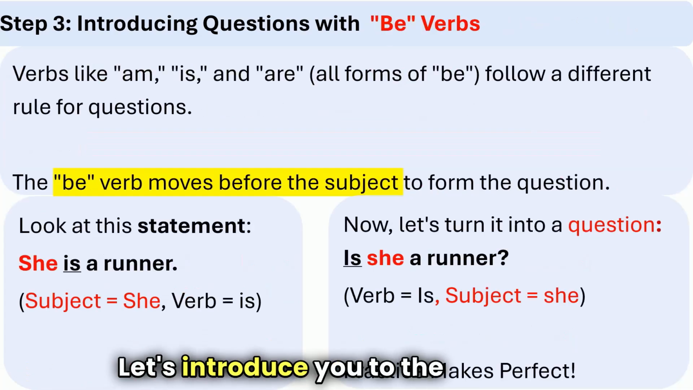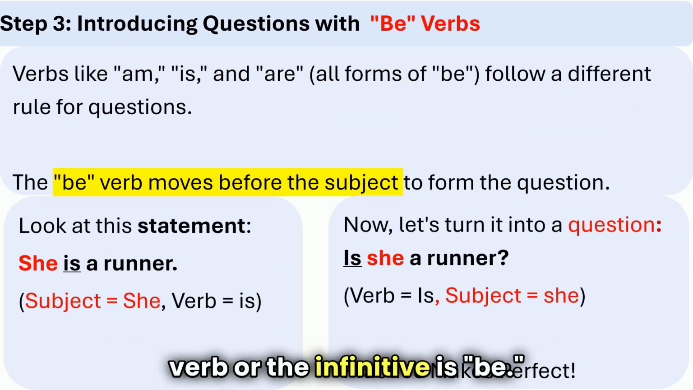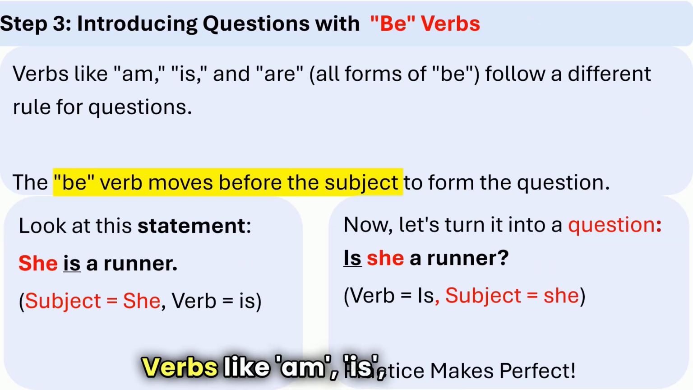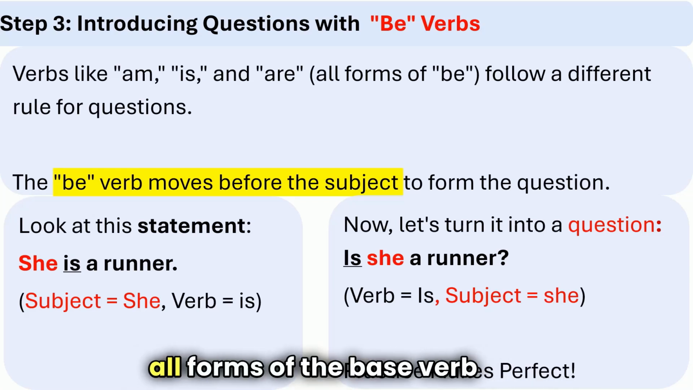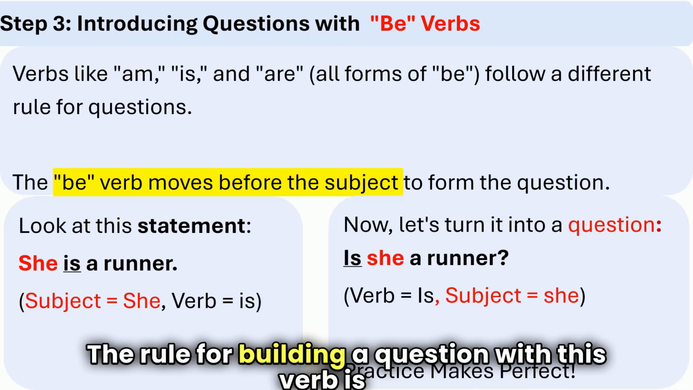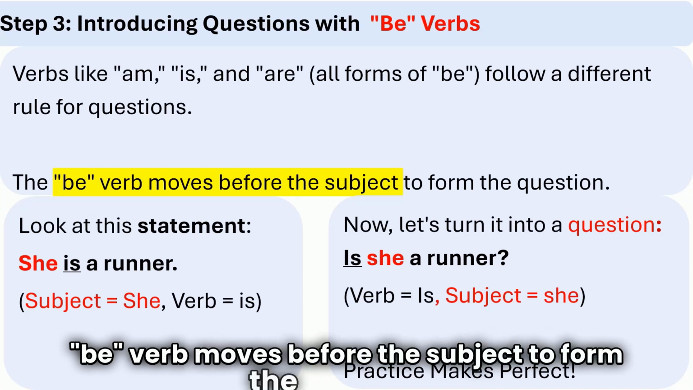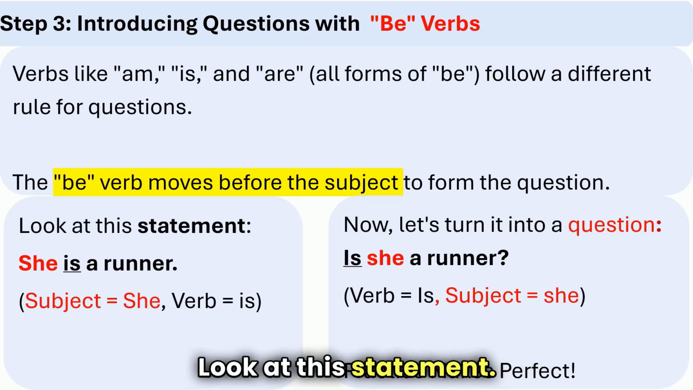Let's introduce you to the verb be. We say the base form of the verb, or the infinitive, is be. Verbs like am, is, and are all forms of the base verb be. The rule for building a question with this verb is the be verb moves before the subject to form the question. Look at this statement.